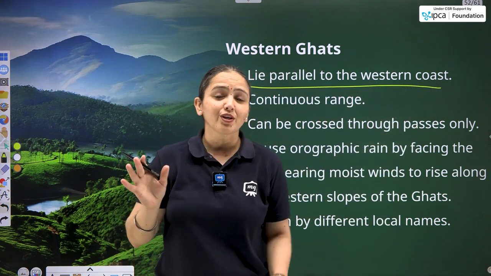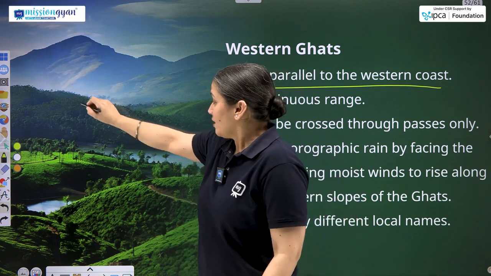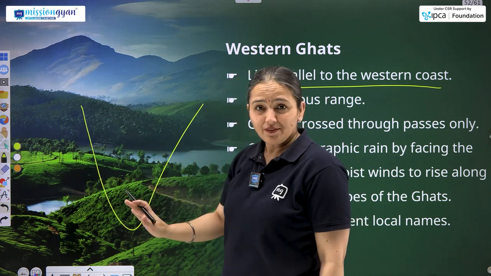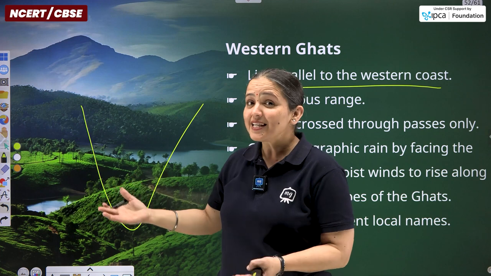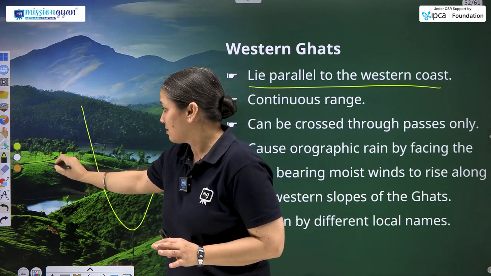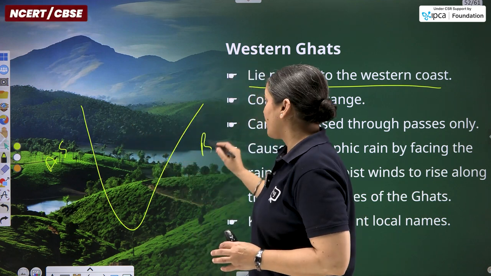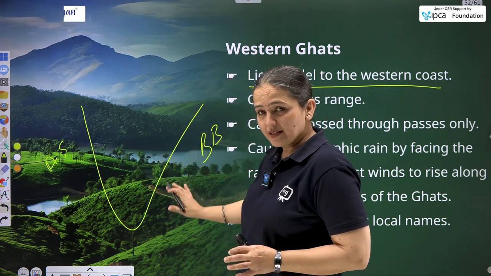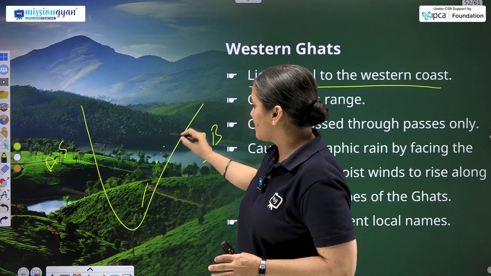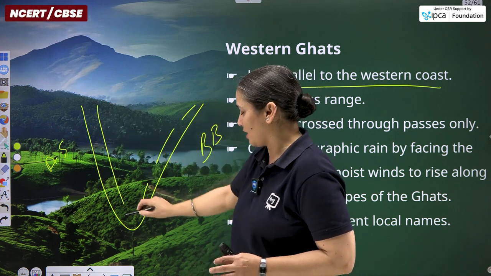So simply, if I have to give the location of the Western and Eastern Ghats on the Indian map, this is the southern part of India. Everyone can easily recognize it, being in 9th class. This is the west direction, there lies the Arabian Sea. This is the east direction, there lies the Bay of Bengal. As this is the eastern direction, there lie the Eastern Ghats, and this is the western direction, there lie the Western Ghats.